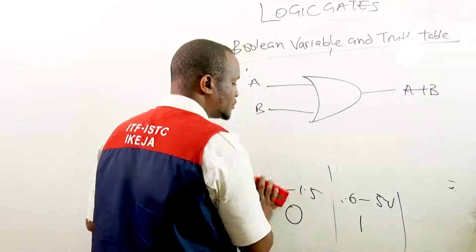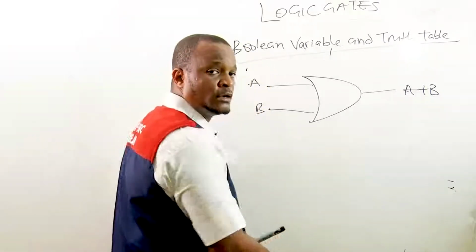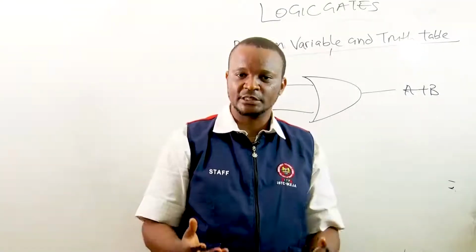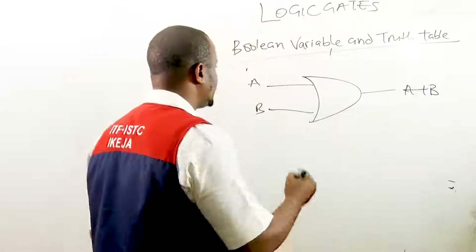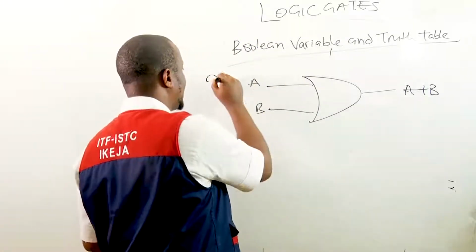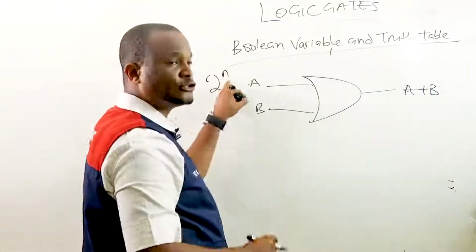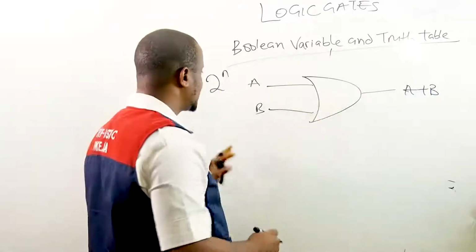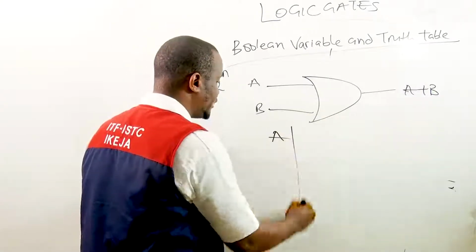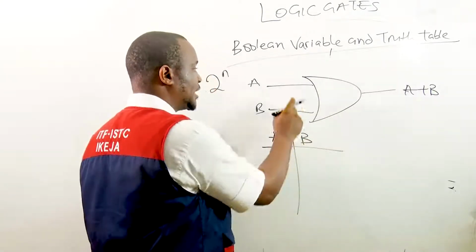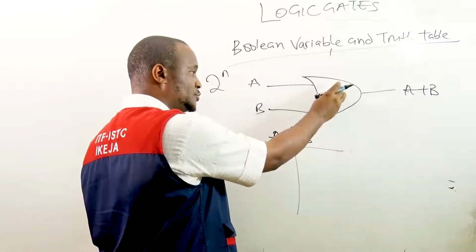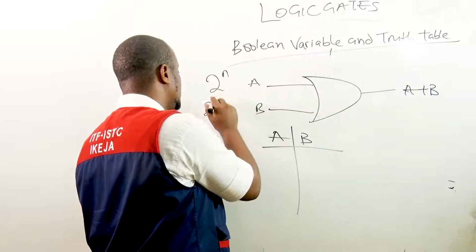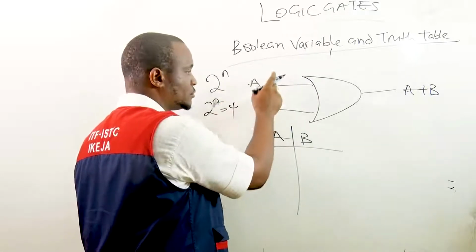Now, what is the truth table? These are all possible value combinations at the logic level that are represented at the inputs. And there's a formula for that, which is 2 raised to the power n, where n is the number of inputs to the logic gate. So, for example, the possible values of A and B that can go into this logic gate, which is the truth table, is represented by 2 raised to the power n. 2 raised to the power 2 is what? 4, because it has 2 inputs.